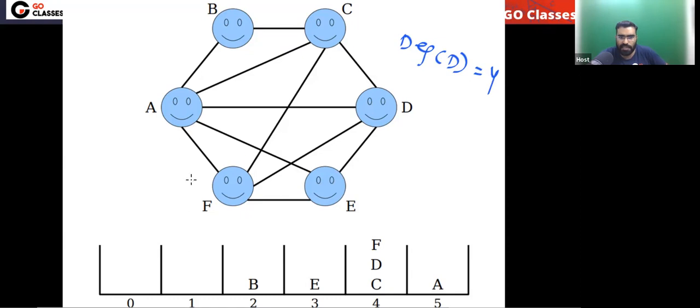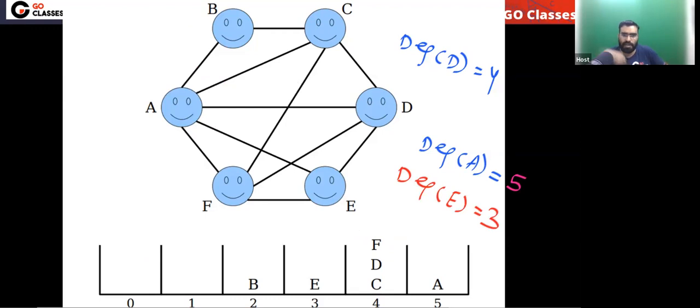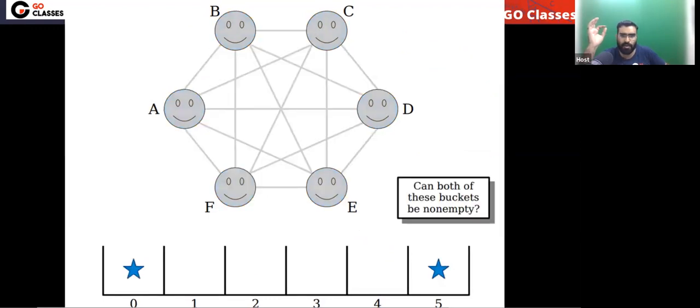You can simply see the degree of F is 4. What is the degree of A? Means how many handshakes A has? A is doing 5 handshakes. Tell me how many friends E has? 3 friends E has. So can you notice that these people have the same number of handshakes? So at least two people will definitely have the same number of handshakes. Did you notice this is the trick? This is the interesting idea, right?